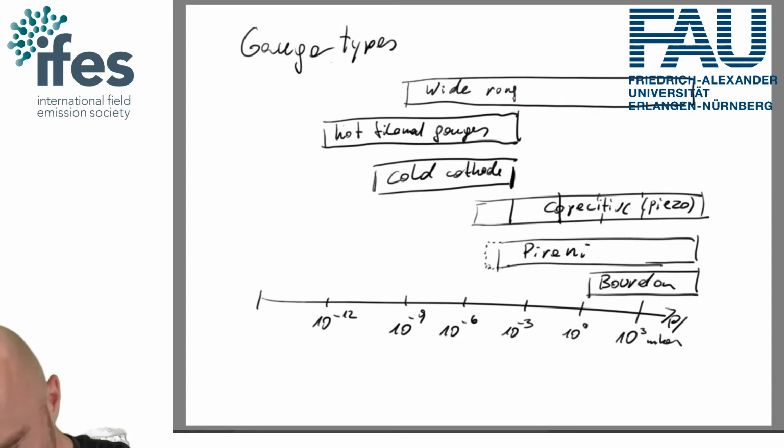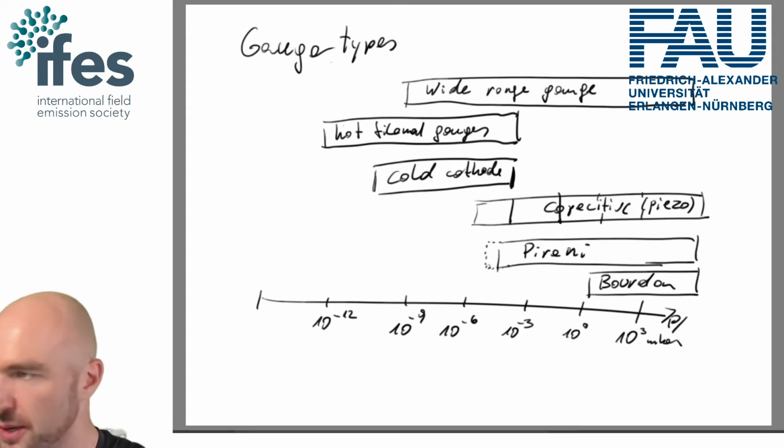Wide range gauges can get us from ambient pressure to roughly about 10 to the minus 9. And they're usually a combination of a hot filament gauge and a Pirani gauge, or a cold cathode gauge and a Pirani gauge.